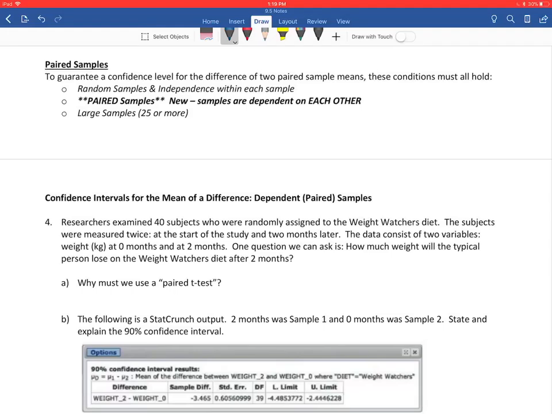Okay, so now we want to look at some examples with paired samples. The criteria are exactly the same, except for now we're looking for something in the wording that lets us know that these are paired or that the samples depend on each other in some way.